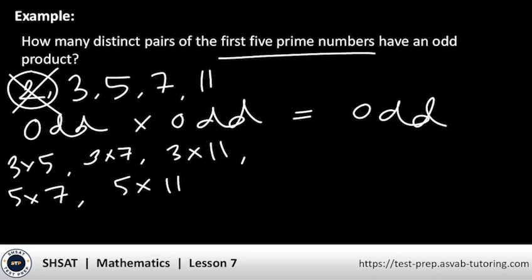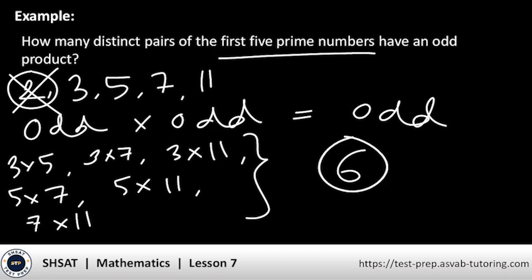Okay, done. Now if we look at 7 only, 7 times 3 is already given. 7 times 5 is already there. We do 7 times 11. And for 11, there's none remaining. So how many pairs are there? 1, 2, 3, 4, 5, 6. So there are 6 distinct pairs of the first prime numbers that have an odd product.